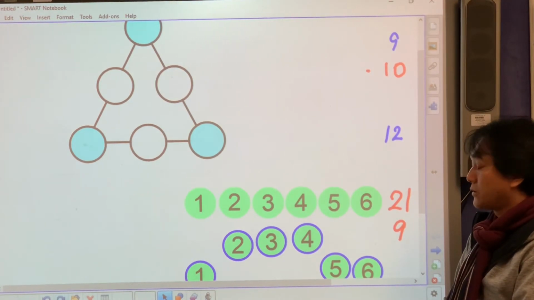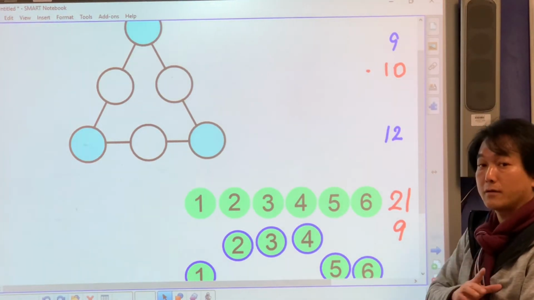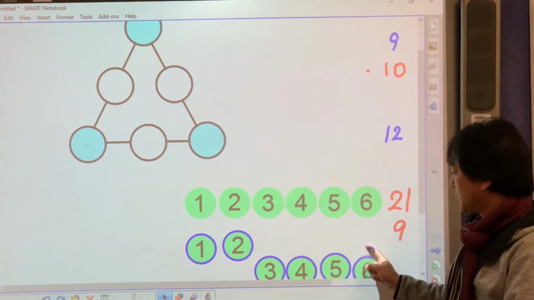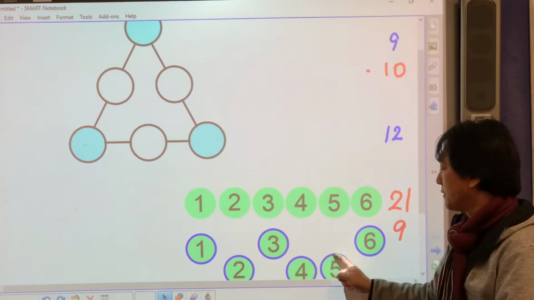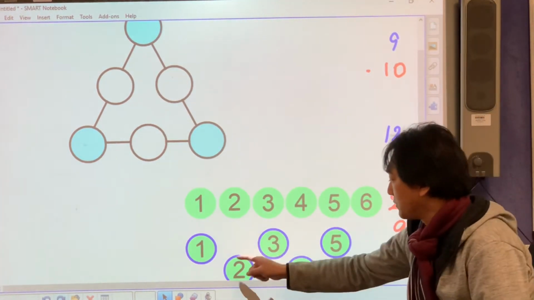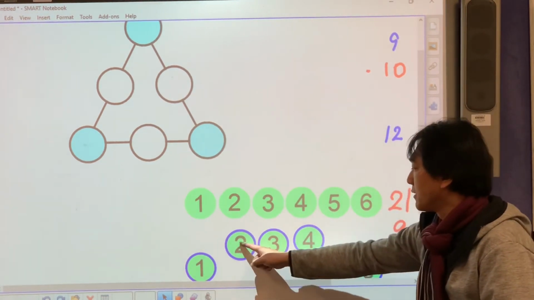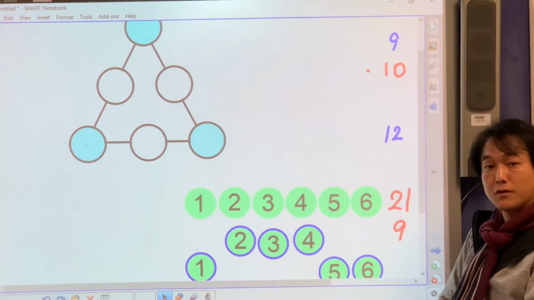So we try 1, 2, 6. 1, 2, 6 is one of the options to make 9. 1, 3, 5 is another option to make 9. 2, 3, 4 is also an option. So which one do you think? Now let's give it a shot. Let's pause the video.